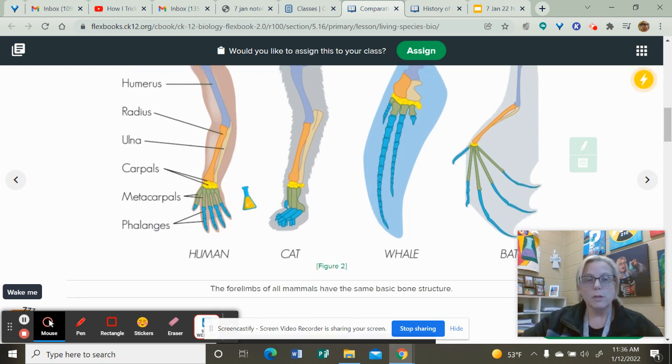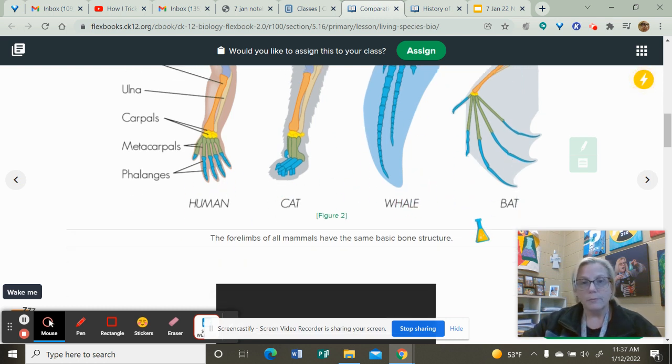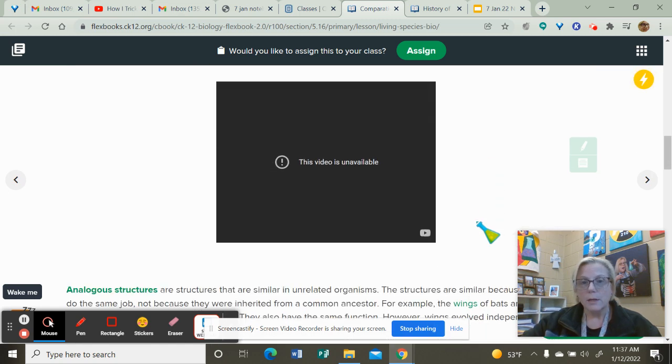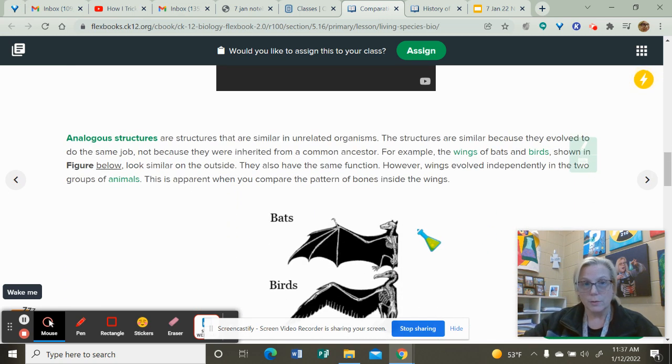So notice what humans, cats, whales, bats, we have the same bones. We have the radius, we have carpals, these are our wrist bones, phalanges, these are our fingers or our toes. Now let's look at what an analogous structure is.